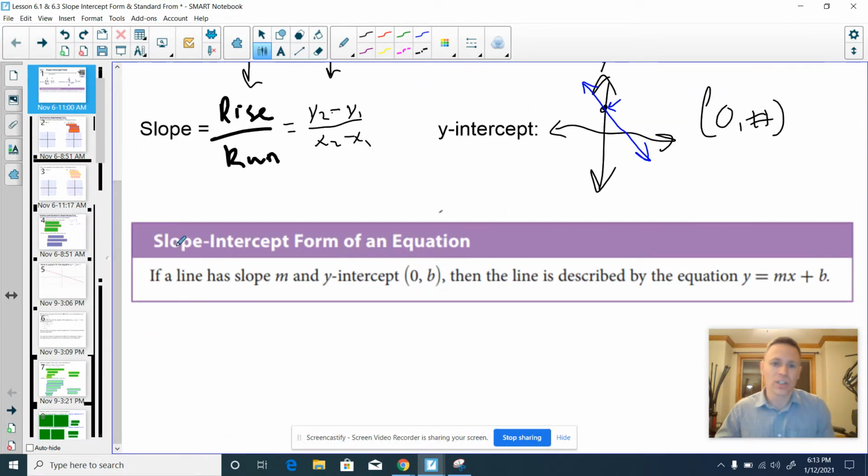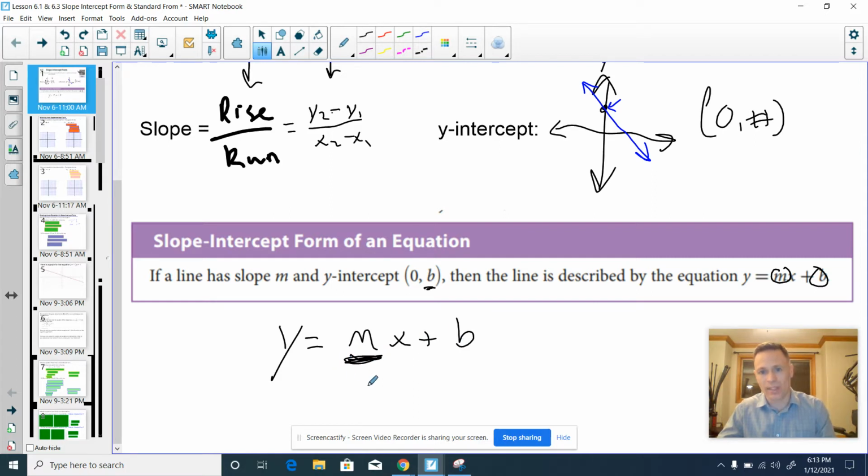All right, here we go. Slope-intercept form. We're just going to get right into it. What is slope-intercept form? It says that if a line has a slope of m and a y-intercept of 0 comma b, or as we said before, 0 comma a number, since b and the number are the same thing here, then the line is described by the equation y equals mx plus b. I'm going to rewrite that a little larger: y equals mx plus b.